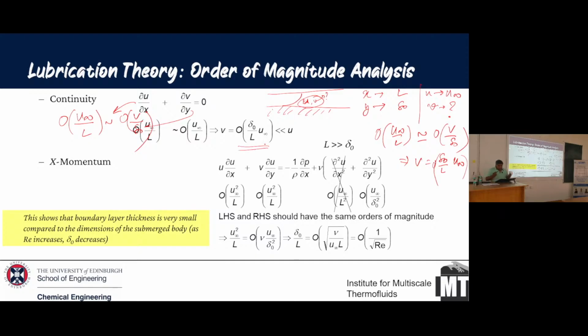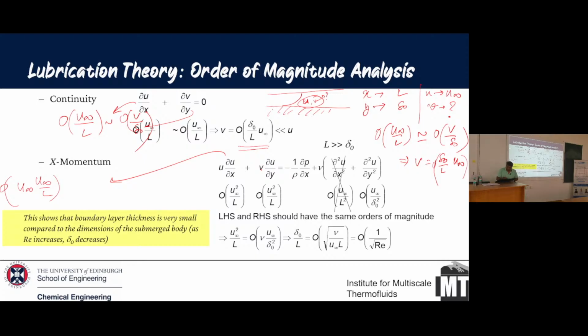And then what we can do is the same kind of approximation with our x equation and y equation. I'm going to show the x equation. If you look at this, you will have u del u by del x. U del u by del x can be written as, again, order u infinity, since this is u, times del u by del x, which is u infinity by L. So this is u infinity squared by L.